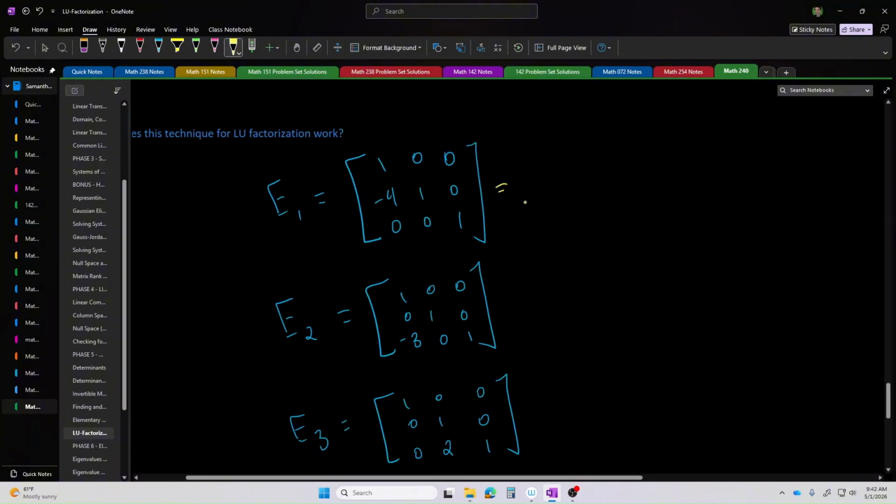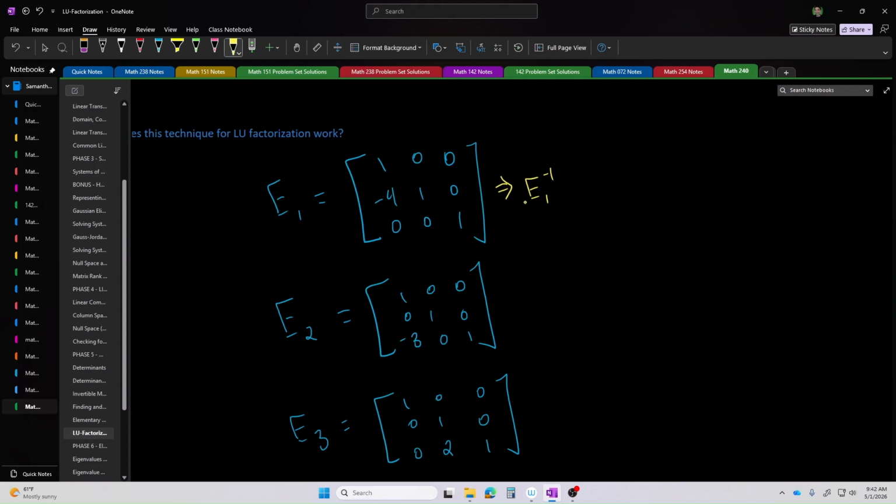Remember in the previous lesson, we said that inverses of elementary matrices are pretty easy to find. If you want to find the inverse of an elementary matrix, you just have to perform the action of the original matrix in reverse.